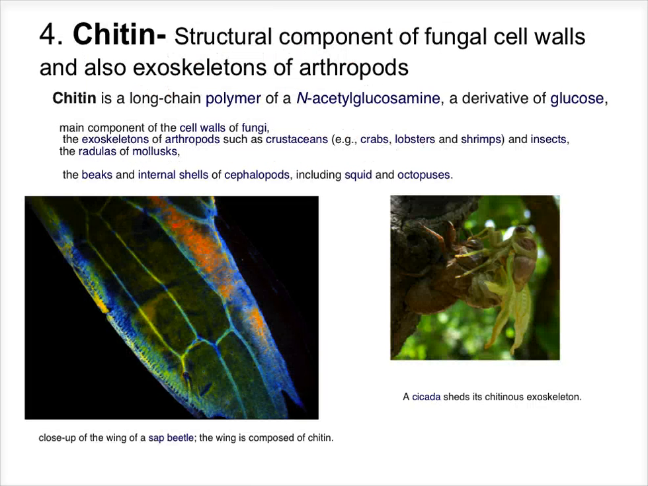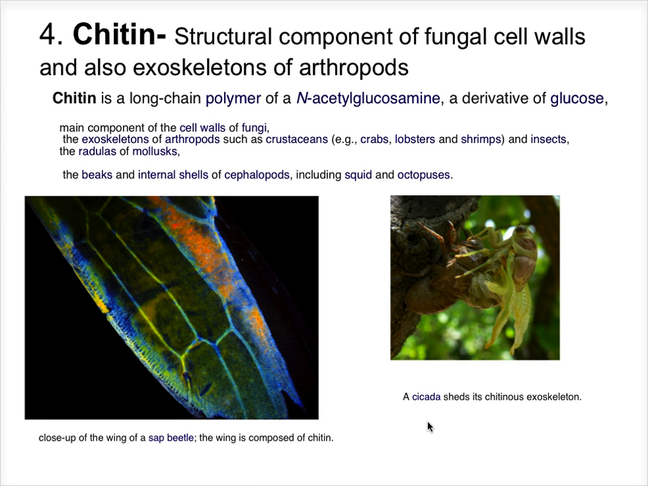The fourth structural polysaccharide is known as chitin. Chitin is an external polysaccharide that is found in fungal cell walls. It is also found in the exoskeleton of arthropods. It's a long polymer of N-acetylglucosamine, which is a derivative of glucose. It's the main component of the cell walls of fungi. It's found in the exoskeleton of some of your arthropods, crustaceans, crabs, lobster, shrimp, and even insects.